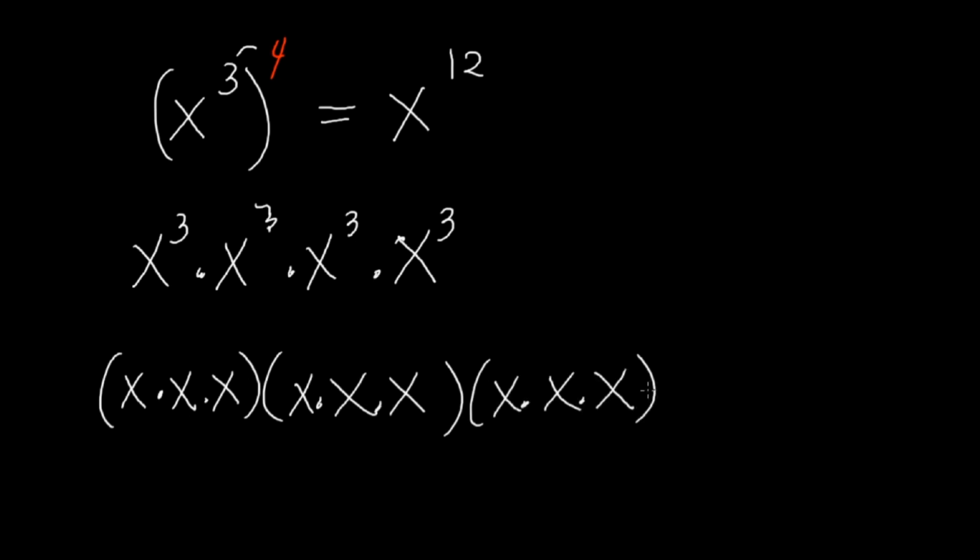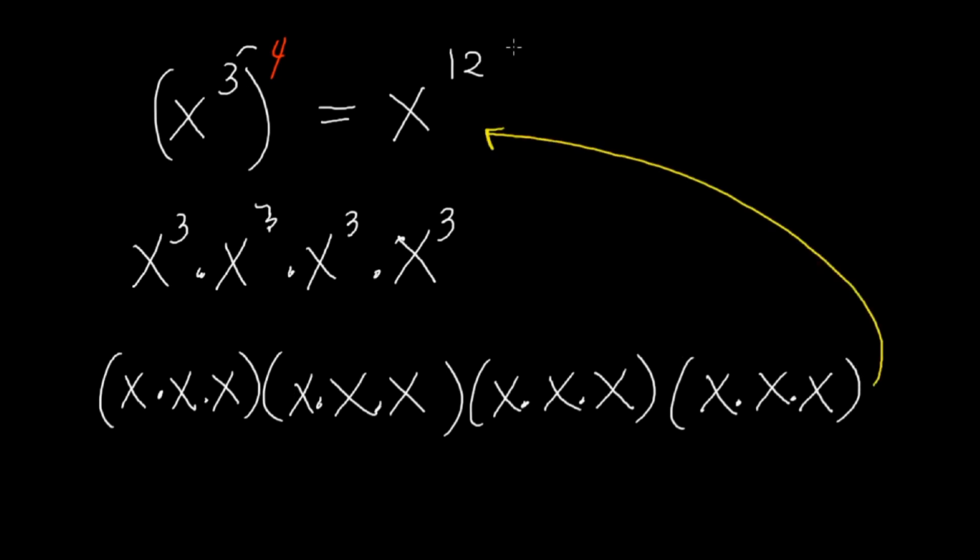So if you count all the x variables in here, let me write first all the x variables, we have a total of 12 x's here. So that's why it's going to be equal to x raised to 12.